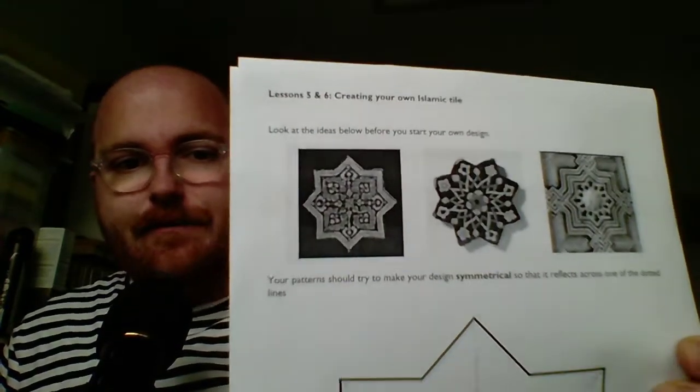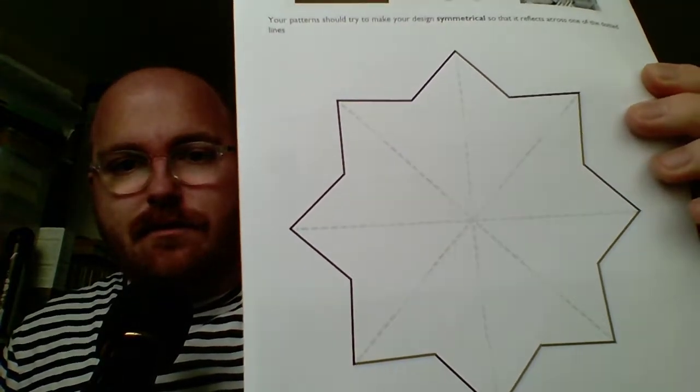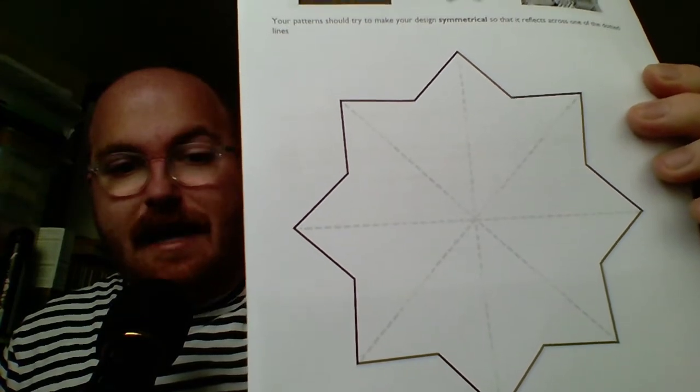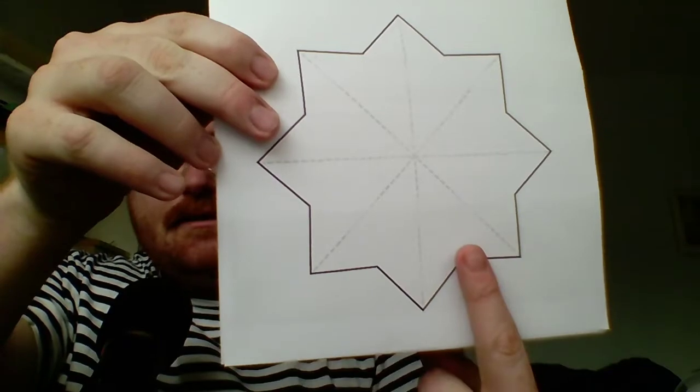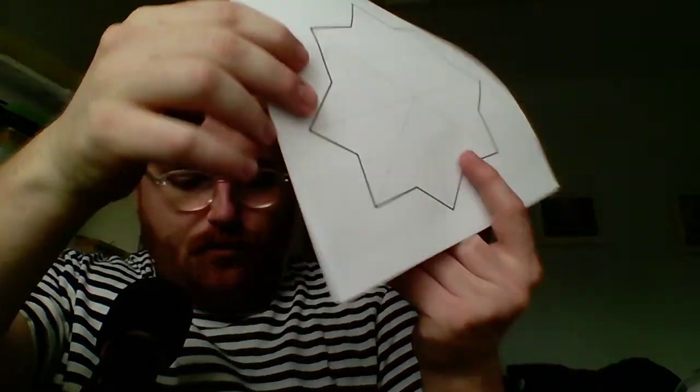So it's not a square, but it's actually got 1, 2, 3, 4, 5, 6, 7, 8 points. So it's what's called an eight-pointed star. And for each of these points it has to be exactly the same as the other points. So let's start off with something really simple. Let's just put a red dot in.